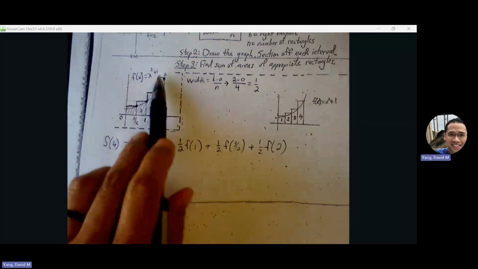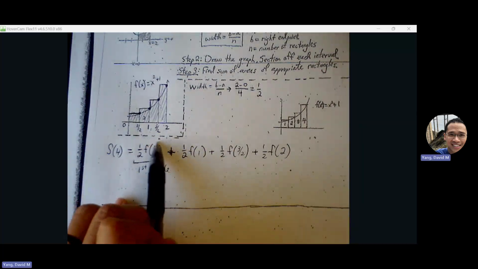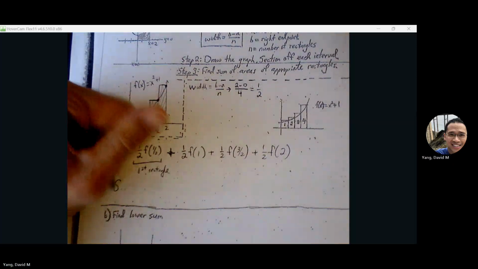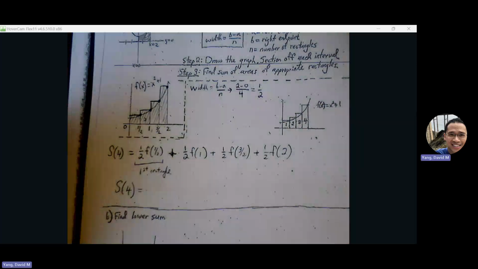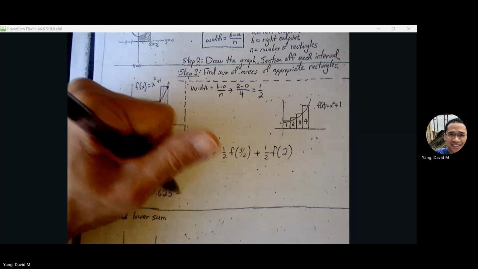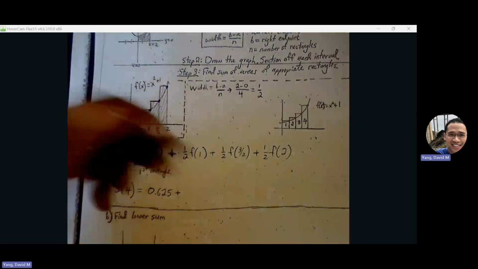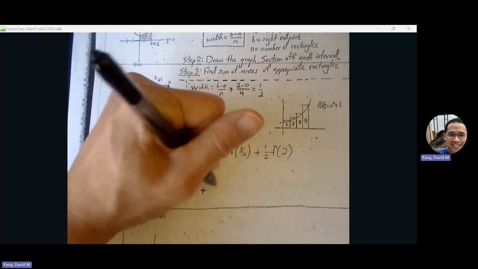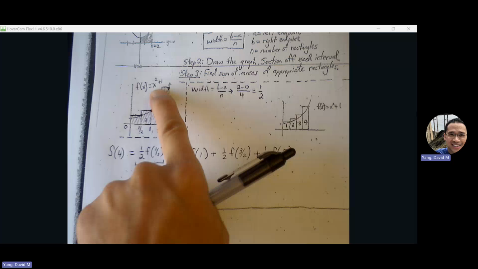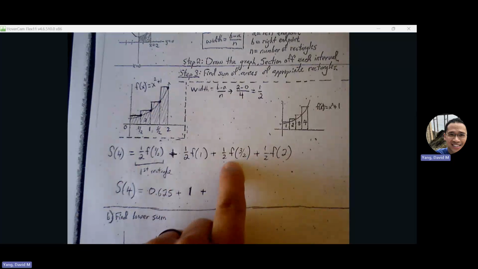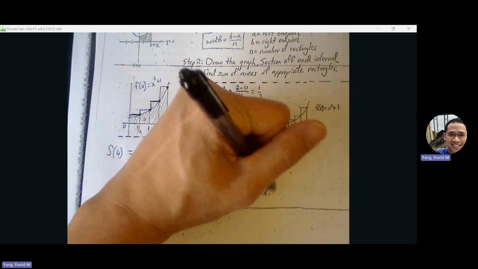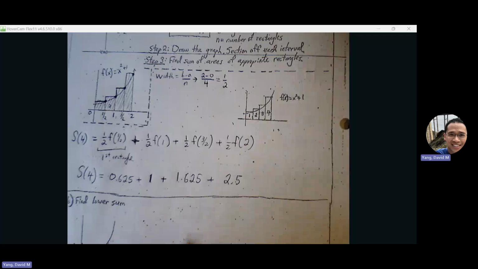So then we plug 1/2 into the function, 1/2 squared plus 1, whatever that y value is, the height of my first rectangle. And then if I plug this in the calculator, 1/2 times 1/4 plus 1 will give me 0.625. If I plug 1 into the x, I'll get 1 plus 1 is 2. 2 times 1/2 is going to be 1. And all this is calculator work, right? If I plug 3/2 in for x, I'll get 3/2 squared plus 1, times 1/2, which will be 1.625. And then the last rectangle has an area of 2.5. If I add all that up, that will give me 5.75.